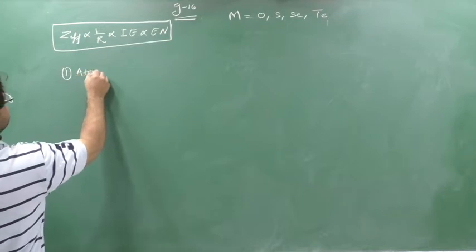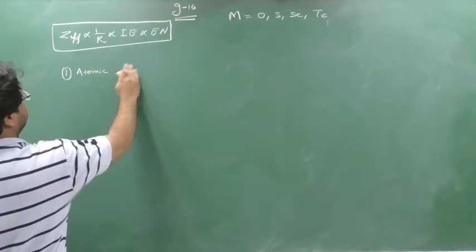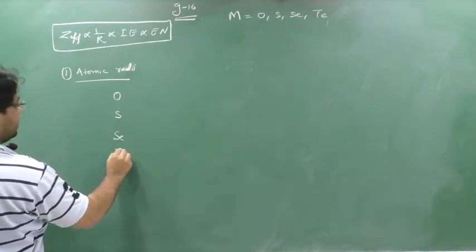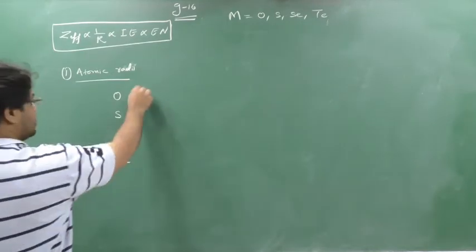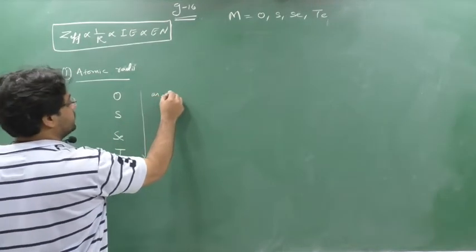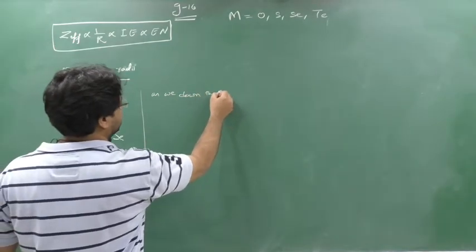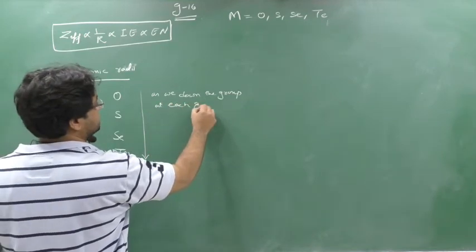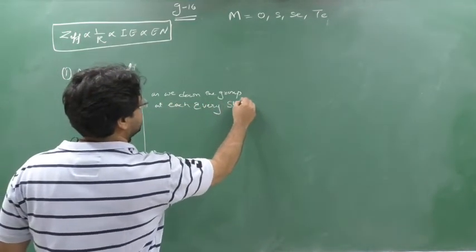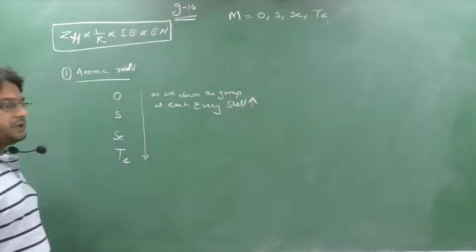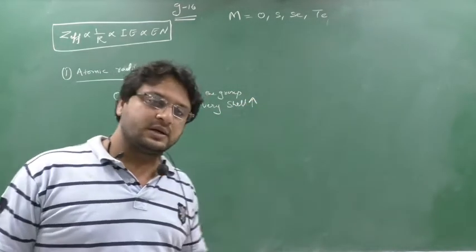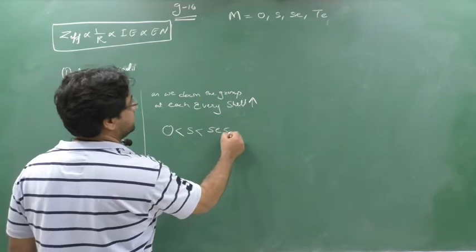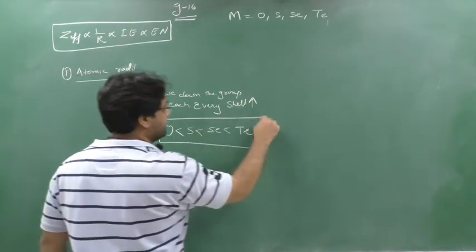Oxygen, sulfur, selenium, tellurium and polonium. As we know, as we move down the group, at each and every time the shell increases, yes or no? Shell increases. So when shell increases, the distance between the outermost orbit and nucleus increases, so size increases. So who is the smallest size here? Oxygen, then sulfur, then selenium, then tellurium. So this will be the series for atomic radii.